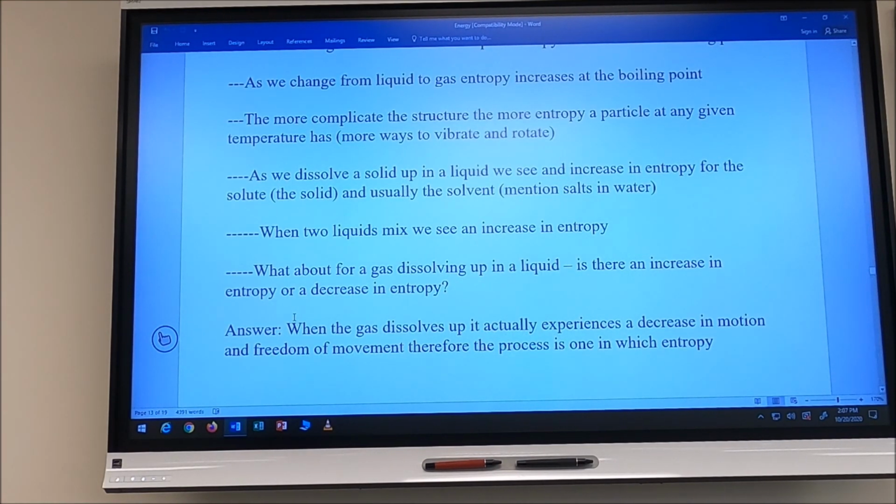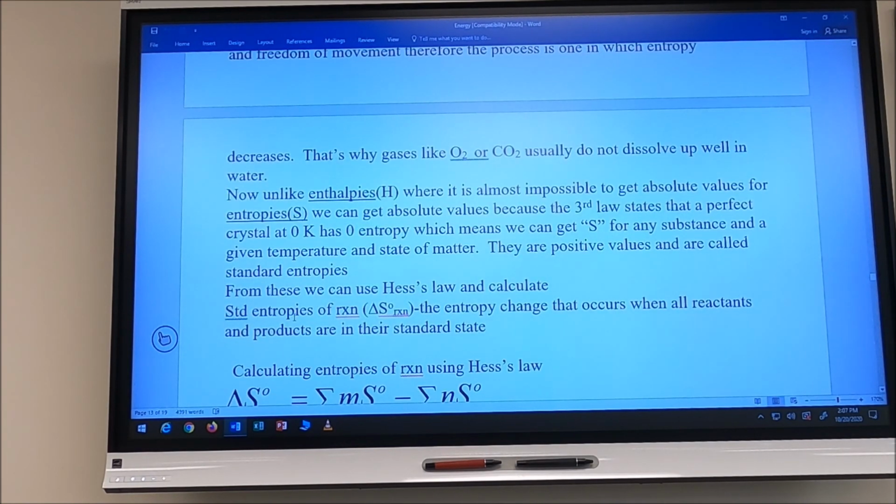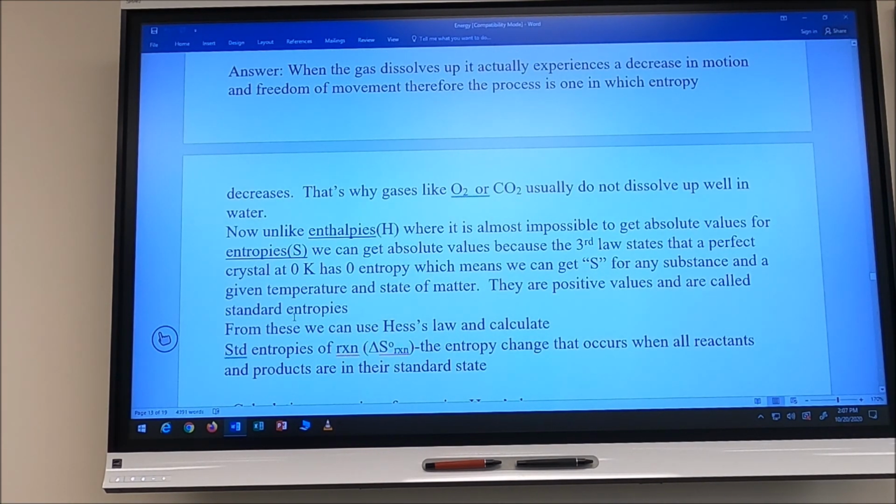All right. Now, let's move on. So, unlike enthalpies, delta H, where it's almost impossible to get an absolute value, for entropies S, we can get absolute values because of the third law. Okay? Entropy values are positive because we have an increase in entropy as we move from 0 K up. You can't have a negative entropy for something.